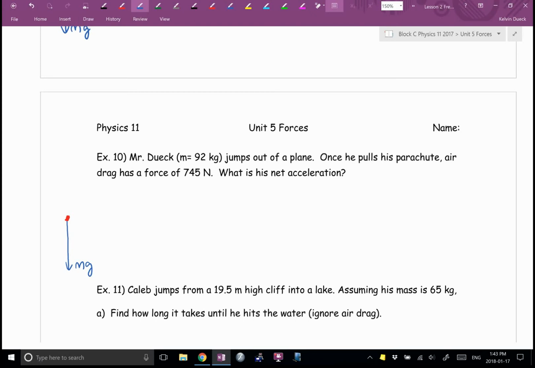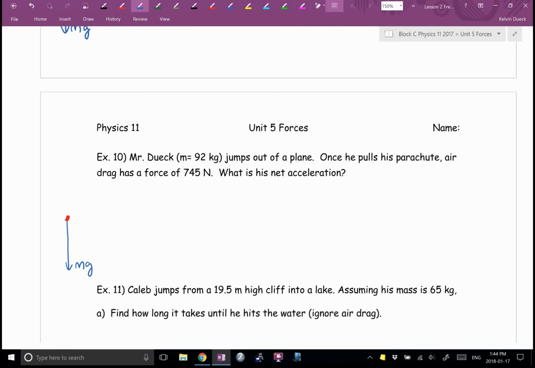Stop. Wait a minute. What nice round number is 9.8 really close to? What's 92 times 10? 920. Is 920 bigger than 745? Now, really, 92 times 9.8 would be a little smaller than 920. I think it's still going to be bigger than 745. So your trick of the day, if you ever try to do a quick, rough calculation of what mg is roughly, just times 10, which all of you can do in your head, and you'll be okay.